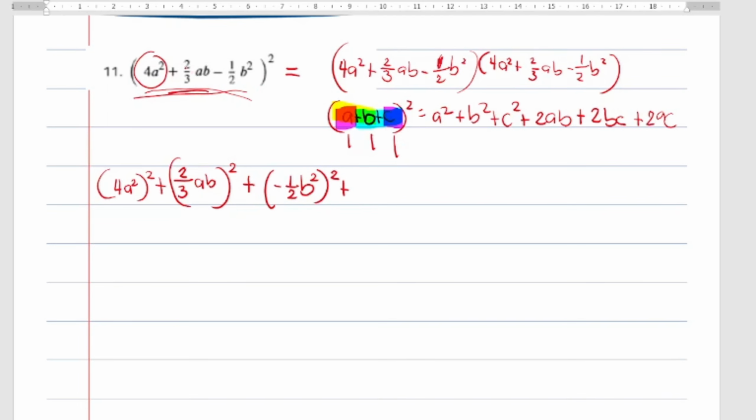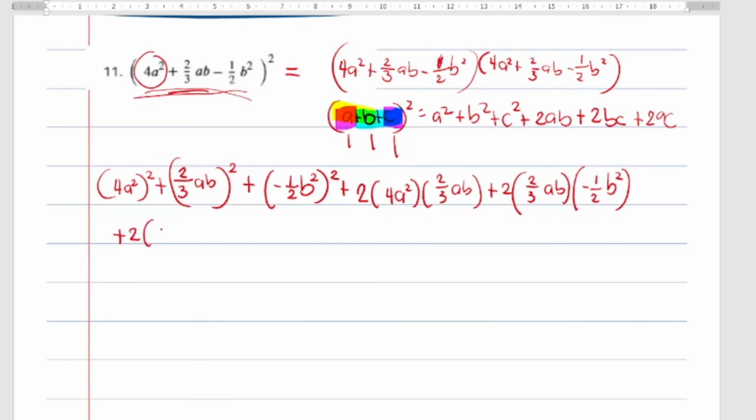Plus, let's pair them, times 2. So, 2 times the first term times the second term, plus 2 times the second term times the third term, plus 2 times the first term times the last term.